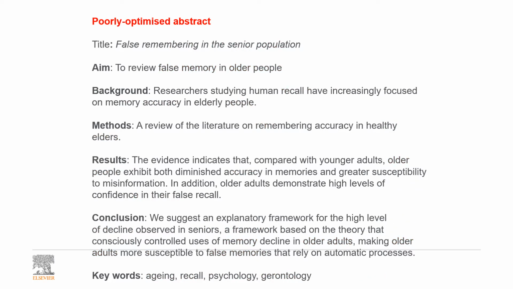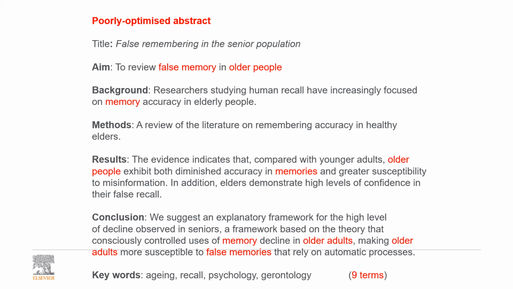This, on the other hand, is a poorly optimized abstract. And it's poorly optimized because there are only 9 terms in common. I've tried to mix them up and not repeat the phrases like false memory and older people. I've used senior population in the title, and I haven't used any of these words in the keywords. So that's a poorly optimized abstract, less easy to find on search engines. So this is something that's worth paying attention to when you write an abstract for an article.